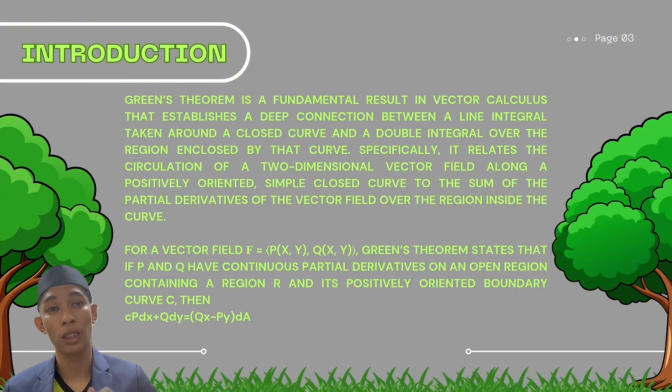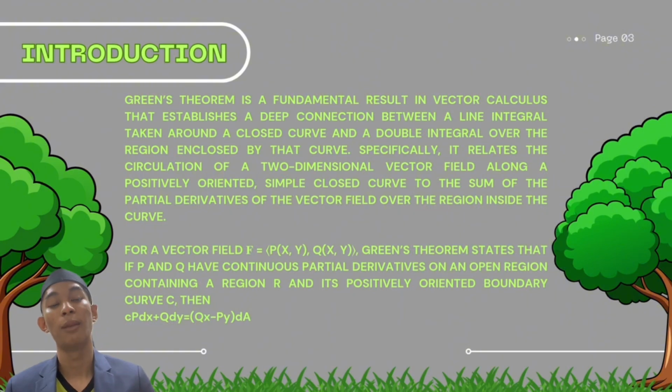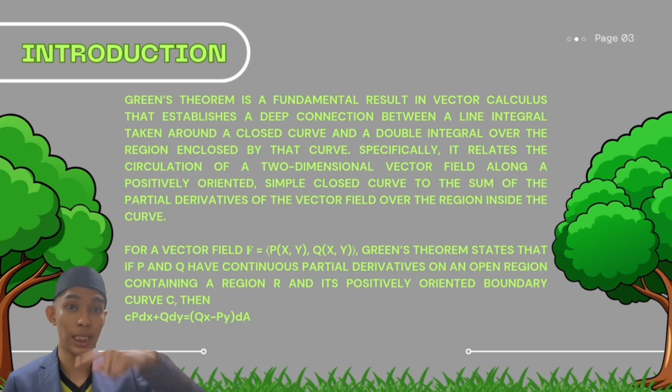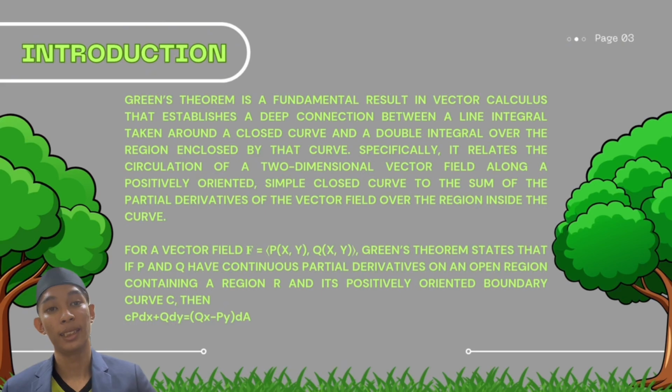George Green was a self-taught English mathematician who worked as a miller in the early 1800s. In 1828, he published a little-known paper on electricity and magnetism that introduced a powerful idea: the behavior of a vector field around a boundary is closely related to what happens inside the region. At first, his work was completely ignored, but it was later discovered by prominent scientists such as Lord Kelvin. Today, Green's Theorem is recognized as a cornerstone of vector calculus and a special case of Stokes' Theorem, proving that even groundbreaking math can come from unexpected places. So, that is the history of Green's Theorem.